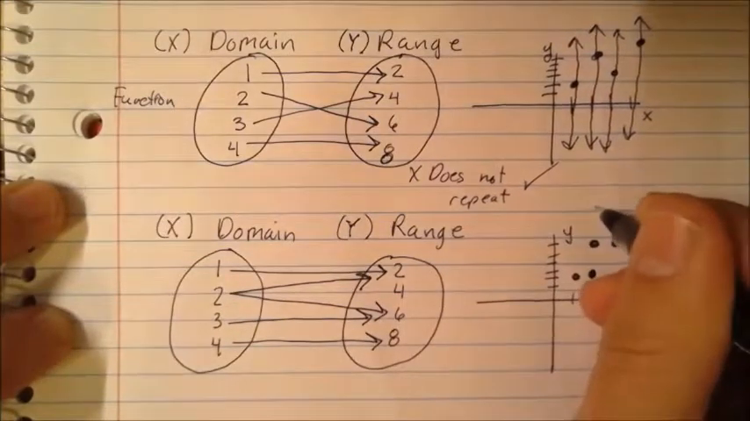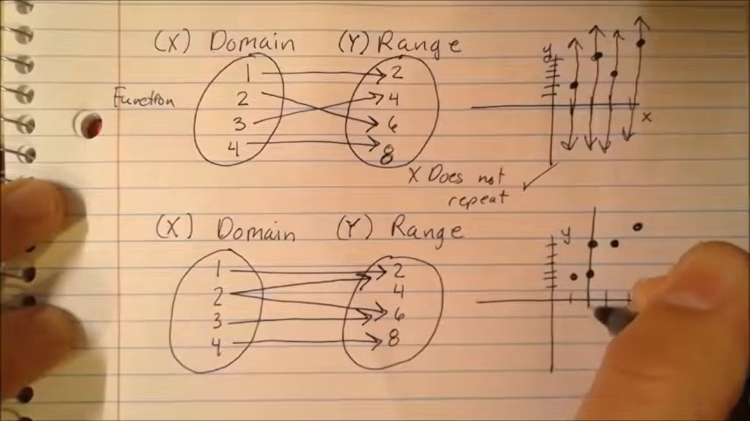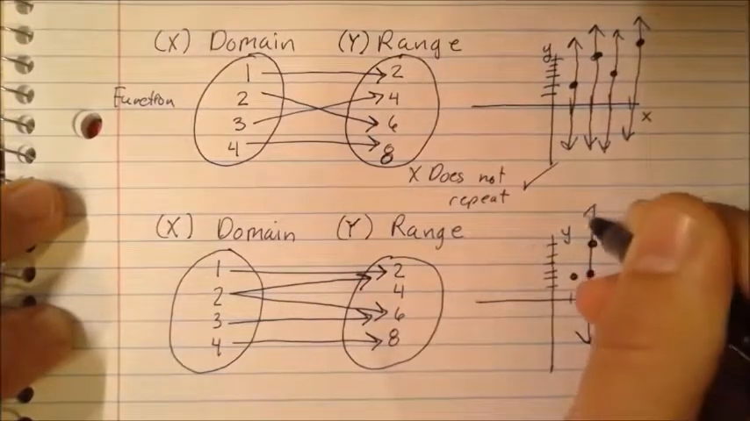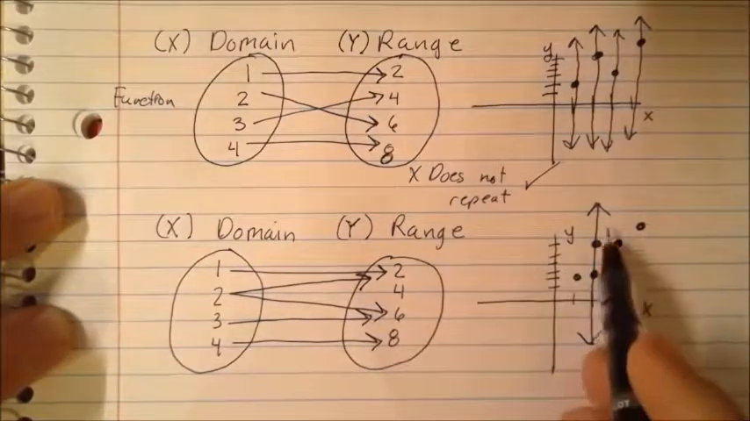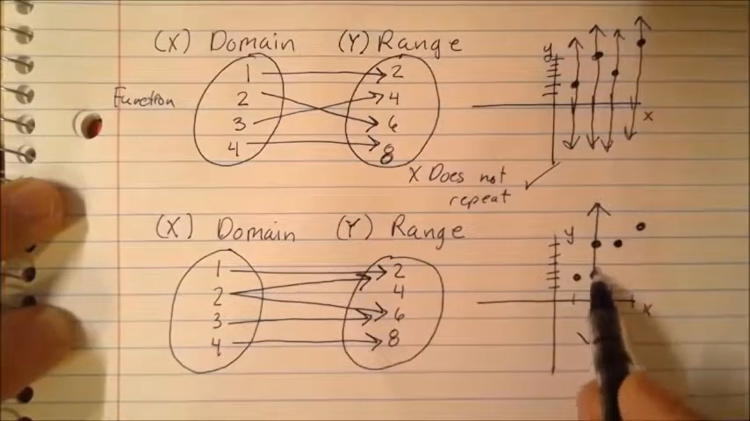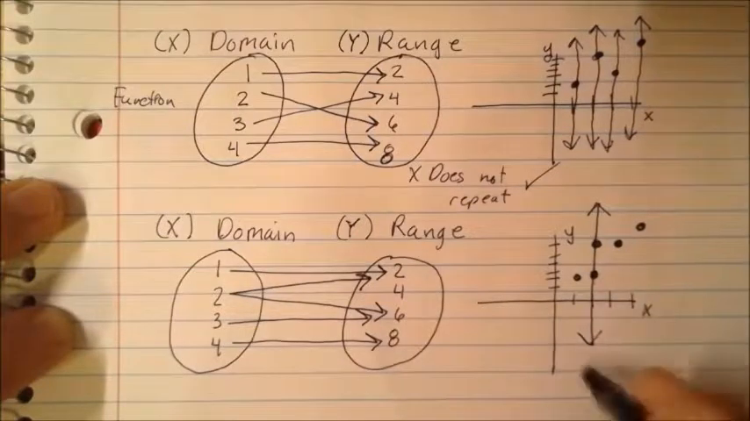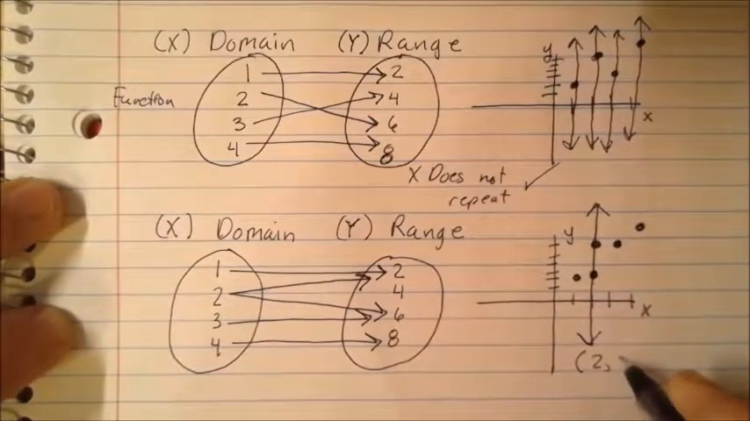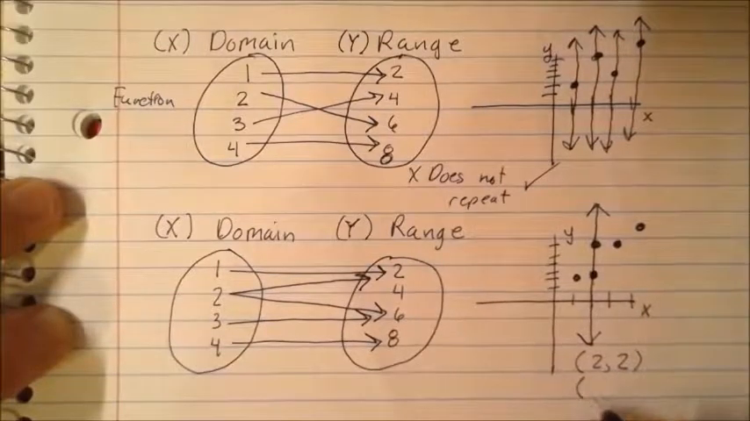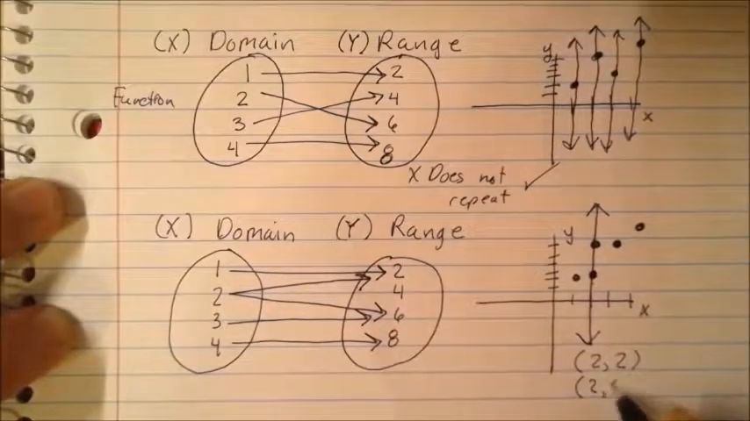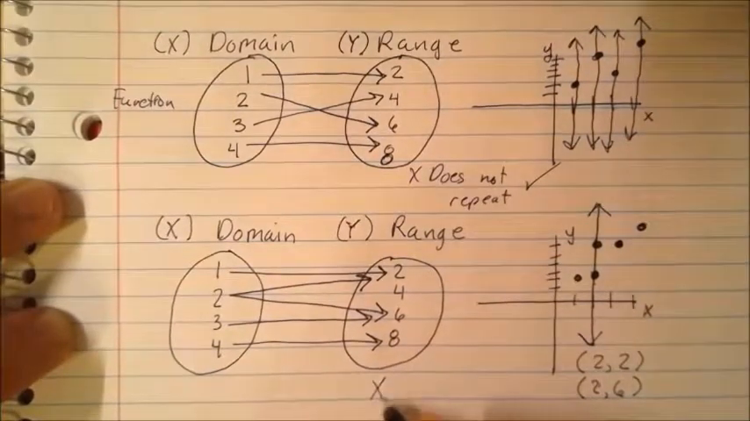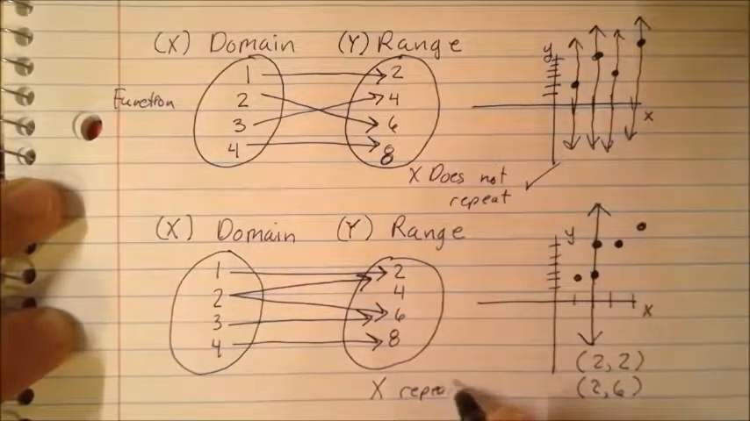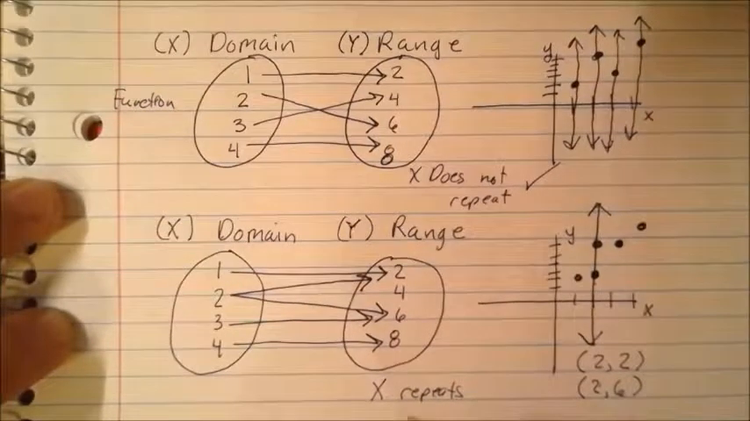And that's because if I did a vertical line test right now, it would cross through 2 points on the x-axis. So in other words, we could say we have the point 2, 2, and we have the point 2, 6. Because x repeats, it is not a function. So here we would say x repeats, is not a function.